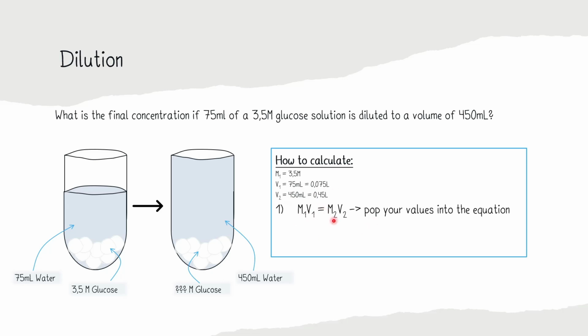Now let's take a look at our dilution equation, and we know that we are looking for M2, the concentration 2, and if we plug our values in, we have 3.5 times 0.075 equals M2 times 0.45. And then of course we divide by 0.45, and this will then give us 0.58 molar concentration of glucose in our secondary diluted solution over here. Below this video, you will find some examples to calculate, and important for you, you will always have at least 3 values given to make your calculation possible.